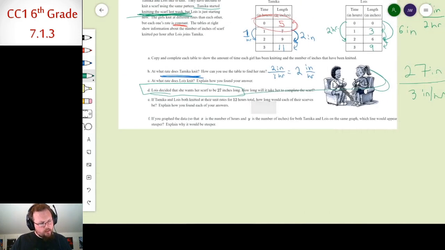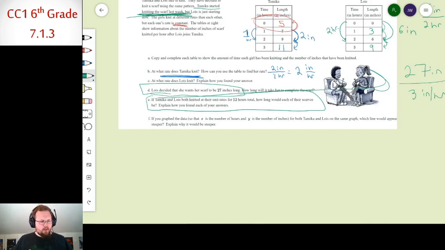Okay. Now, if they both knitted for 12 hours, how long would their scarves be? So I'd like you to pause the video here and take a couple of minutes to figure out what point goes with hour 12 on this table. Or what is the total for 12?